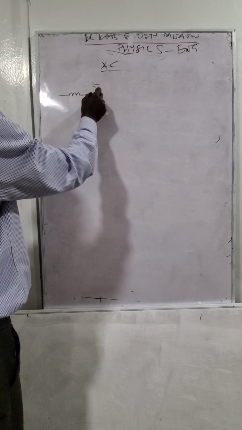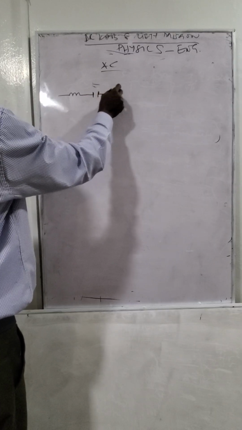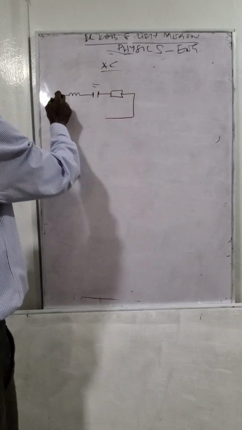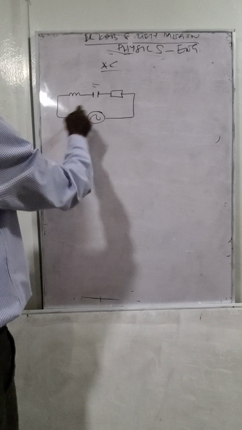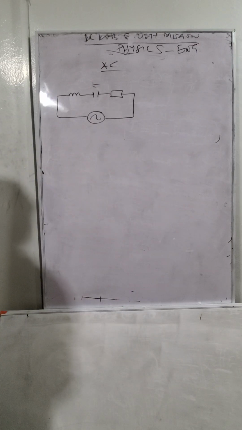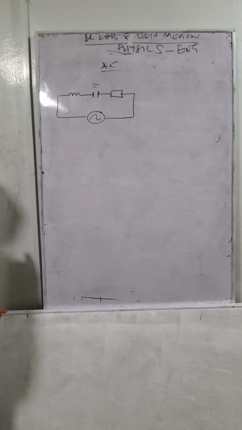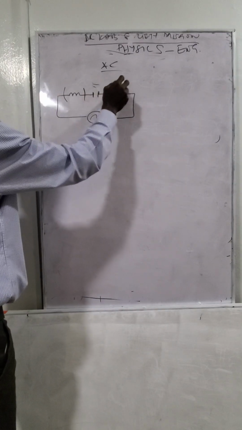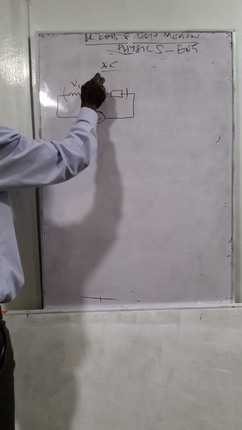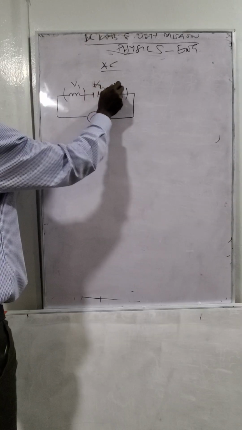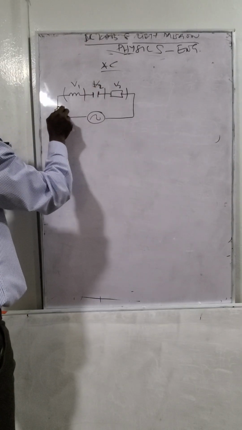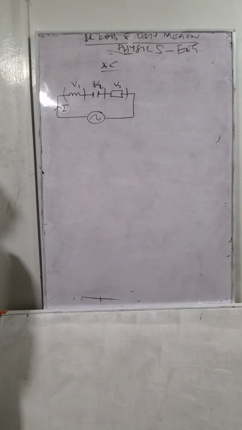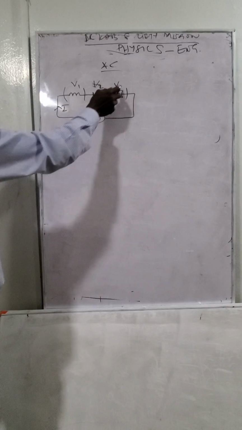Then we have a capacitor and a resistor connected to the AC mains. Now, if we have this, how do we work things out? Here the voltage across each will be different, but they will have the same current through them. So let's see what the effective voltage will be.